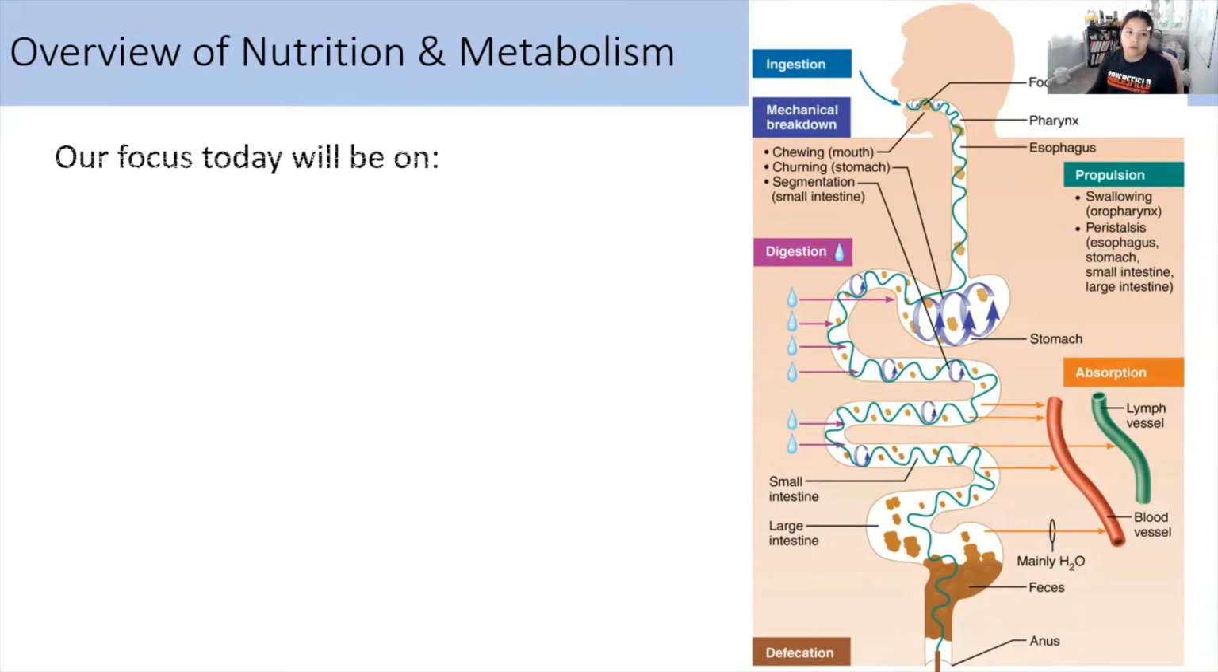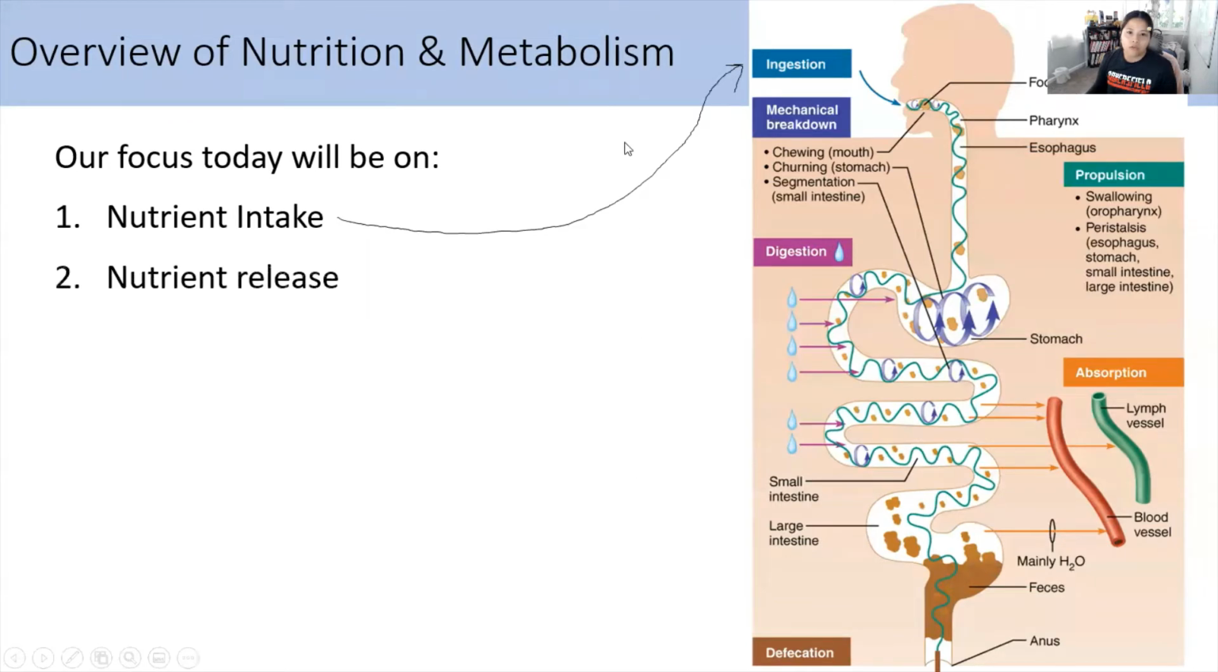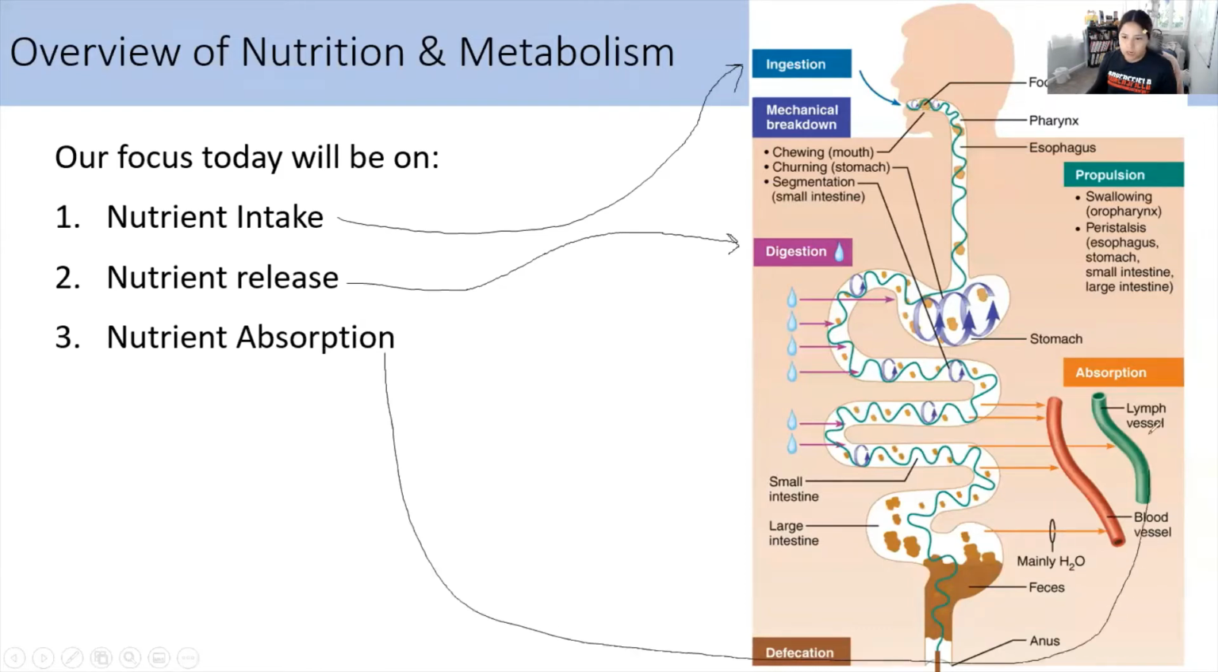So what we are going to focus on is nutrient intake, which, if we compare this to our digestive lecture that we had last week, is the ingestion portion. So whatever we take in. Also, we're going to focus on nutrient release, which would happen when we break down the foods that we eat into their monomers, into those nutrients that we need. And then nutrient absorption, which is going to happen here at the small intestine. Okay, so we're going to be focusing on nutrient intake, nutrient release, and also nutrient absorption for this lecture.